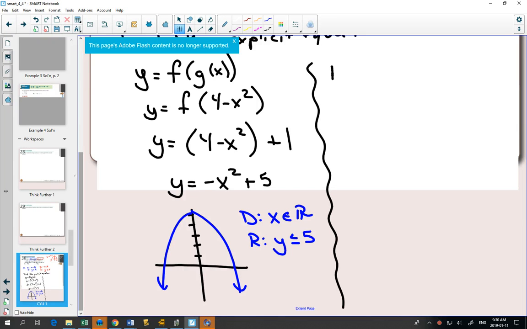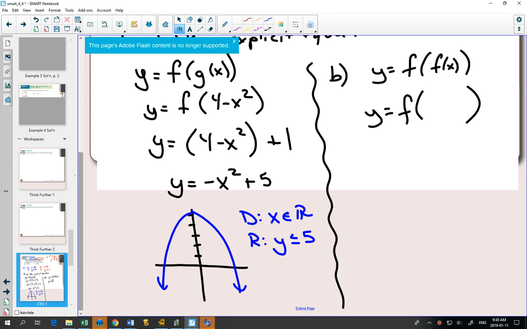For part B, we want to figure out what the graph of y equals f of x looks like. Now, if the notation part, these first 3 lines, if that's not making sense to you, make sure you come in at lunch and ask questions, because it's the key to this unit, understanding function notation.